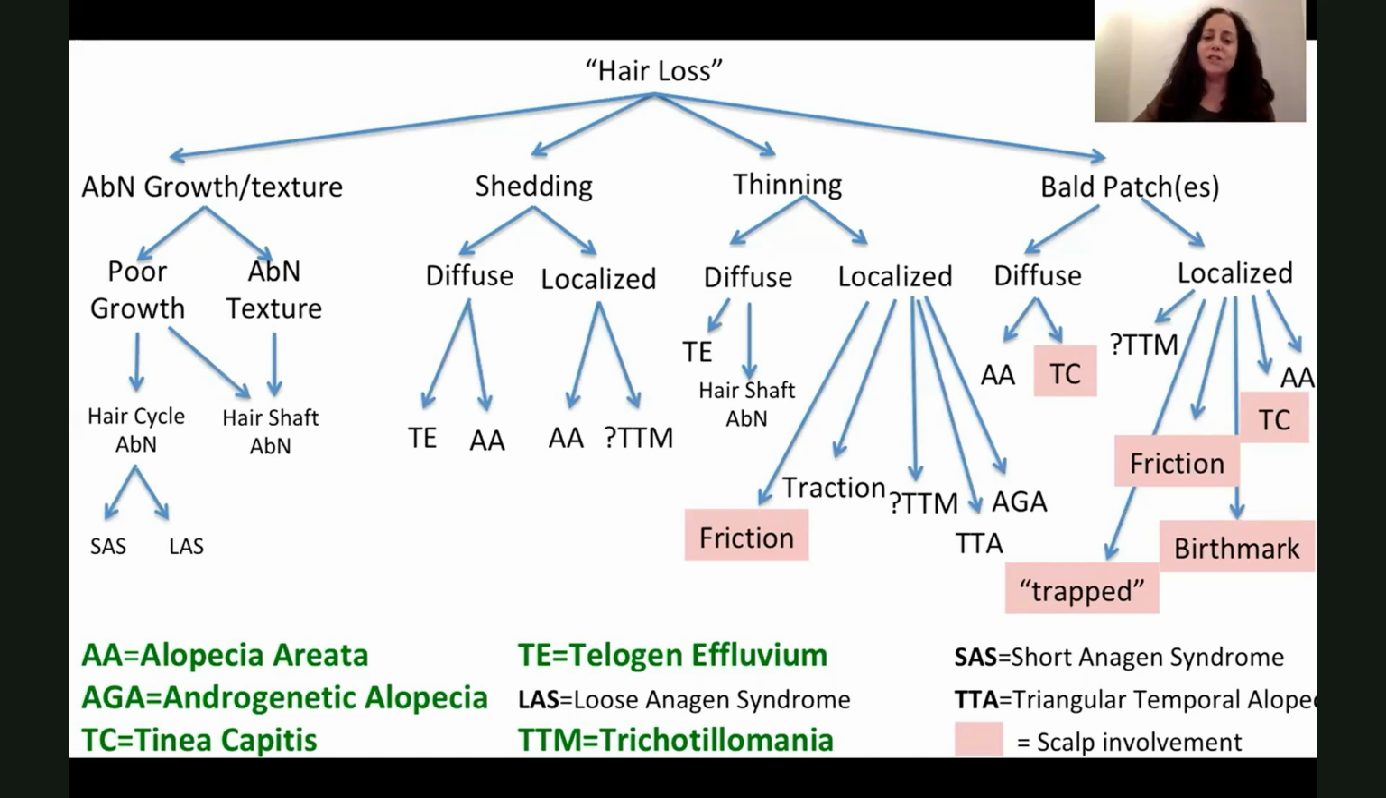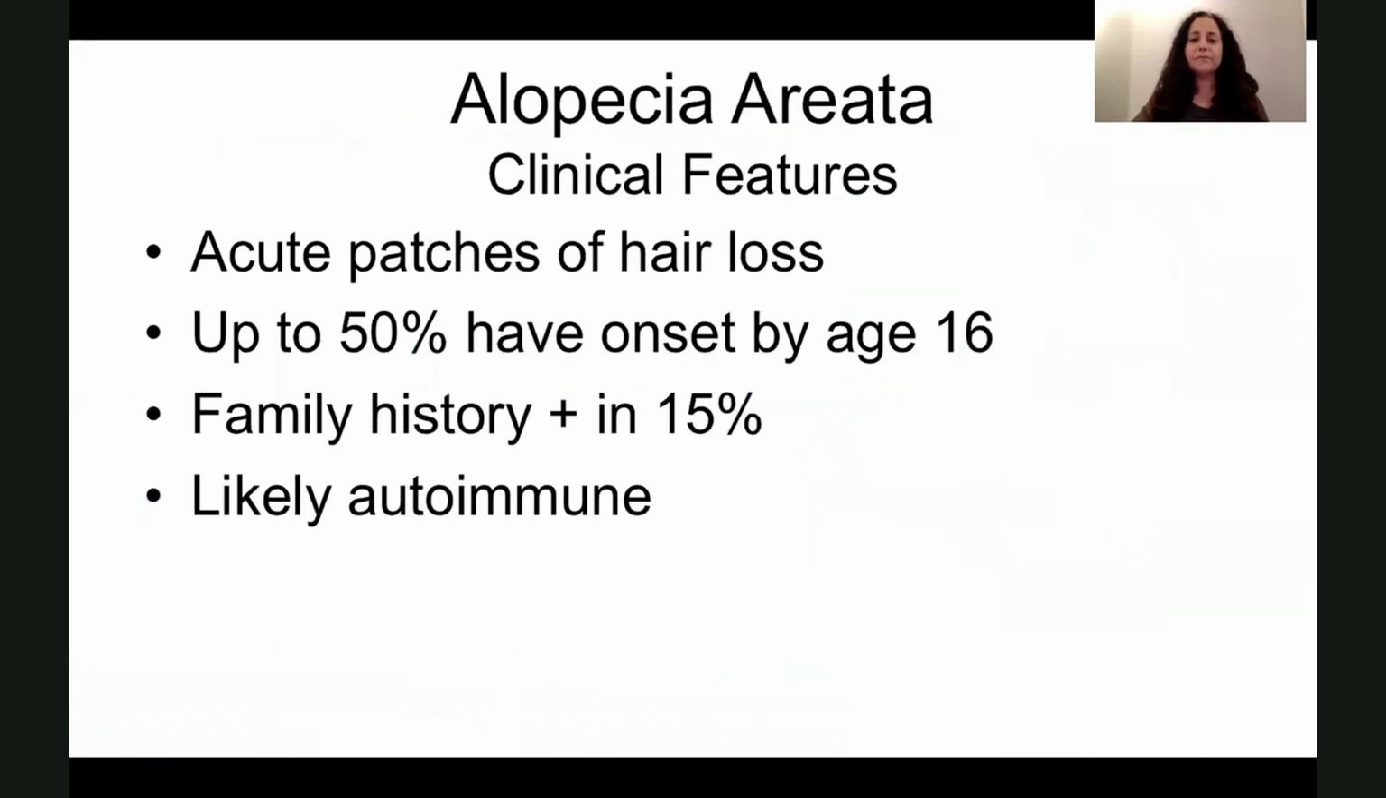The 5 conditions I've listed at the bottom in green that are bolded, these are the 5 conditions that we're going to focus on: alopecia areata, androgenetic alopecia, tinea capitis, telogen effluvium, and trichotillomania. Let's start with alopecia areata.